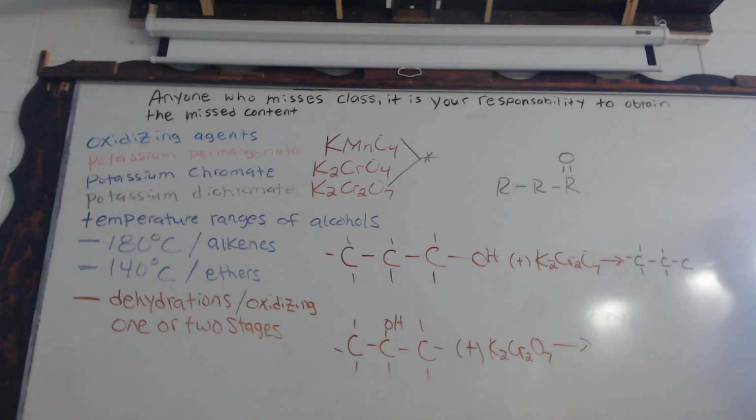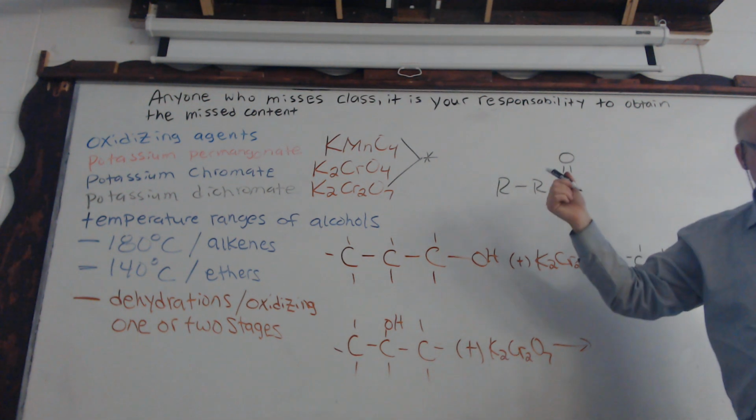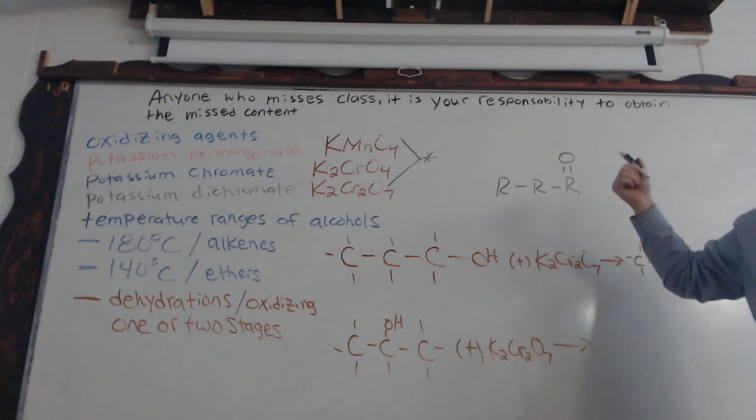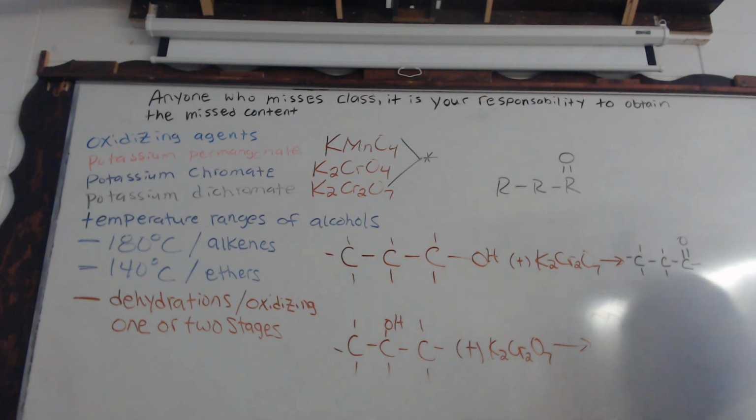We know it's not a ketone because it's on the end. And then there's not an extra OH group on here. So then that must mean that this is an aldehyde. Okay? So this forms an aldehyde. But that's not where this process stops. That's why it says stage 1. And then it's going to keep on going.